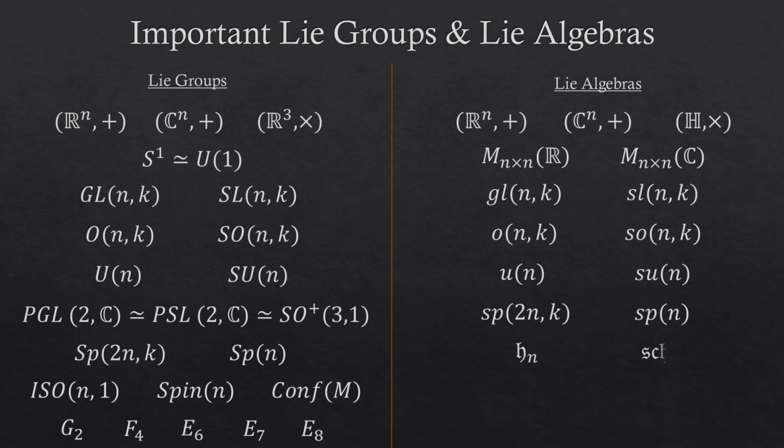And then we have an extension to that called the Schrödinger algebra, which includes the Heisenberg algebra, H sub n, but it also includes dilations and special conformal transformations for the Schrödinger equation itself.